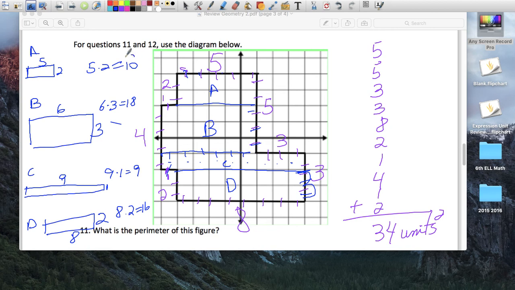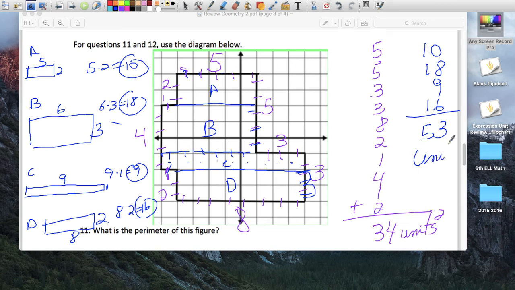So if I add all these circled numbers here, 10, 18, 9, and 16, I should get the total area of this composite figure. So let me just write this: 10, 18, 9, and 16. 10 plus 18 is 28, plus 9 is 37, plus 16 goes to 53 units squared.